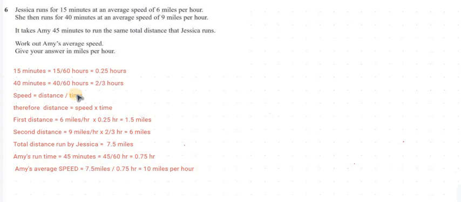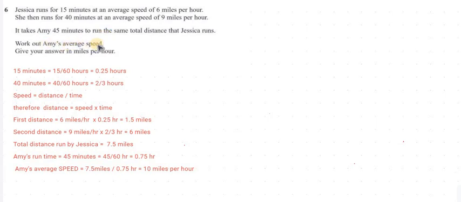And we know speed is equal to distance over time. So to find the distance that Jessica ran, we rearrange the formula to find distance. So distance equals speed times time. So we find the distance for both parts of her journey, the first 15 minutes and the last 40. So speed times time in hours. 6 miles per hour times 0.25 hours gives you 1.5 miles. In the second part of her journey, 9 miles per hour times 2/3 hours gives you 6 miles. So Jessica ran in total 7.5 miles.